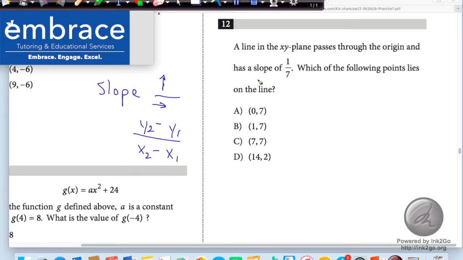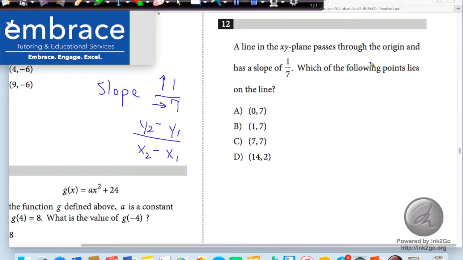And often you'll have to figure out a quick graph to help illustrate and then just use the rise over the run. In this case, your slope is 1 over 7. So I'm going to go up one space and move over to the right or left, depending if I reverse this order, 7 spaces. It says a line in the xy plane passes through the origin.